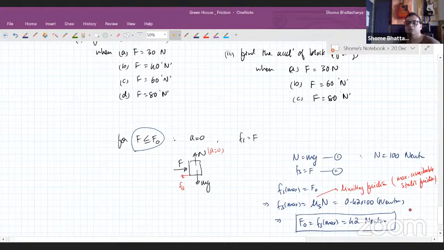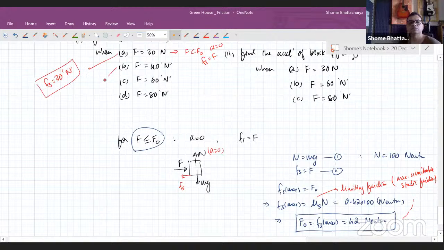And that one's value is equal to F naught, and that's 42 newtons. Okay. So in this case, you can see that F is less than F naught. So acceleration will be 0. And static friction will be equal to F. So in this case, a static friction of 30 newtons will be acting on the block. Same for this. A static friction of 40 newtons will be acting.